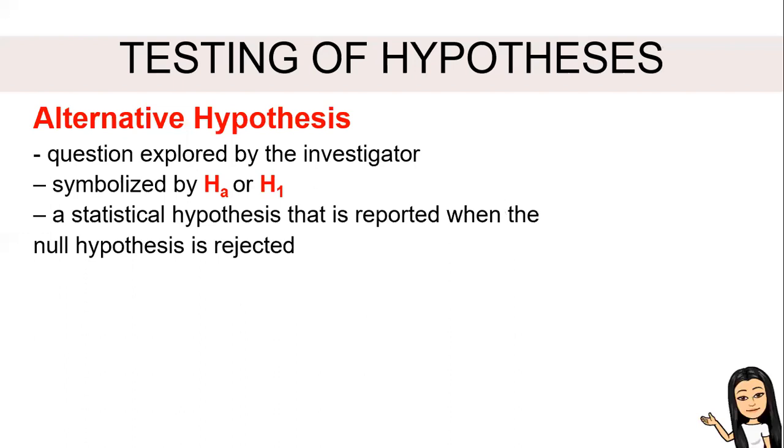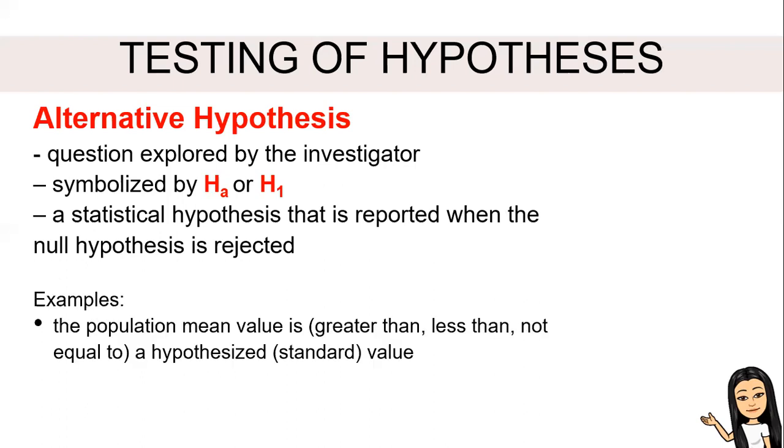How about the alternative hypothesis? It is in fact the question being explored by the investigator. In some books they call it HA, some books call it H1, but both of them represent the alternative hypothesis. It is a statistical hypothesis that is reported when the null hypothesis is rejected. So take note, you report this one if you reject the null hypothesis. If you don't reject the null hypothesis, of course, you will report the null hypothesis.